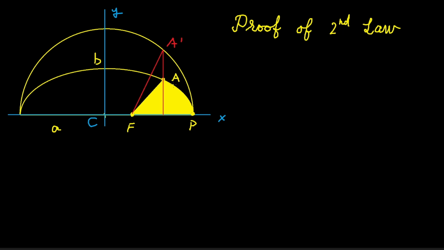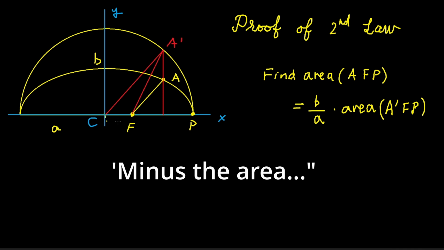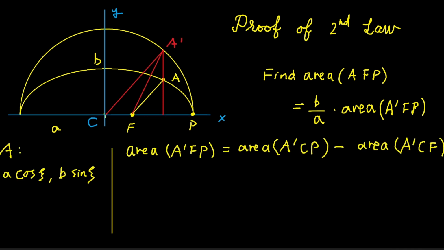Therefore, the area of the elliptic sector AFP is just the area of the circular sector A'FP times the scaling factor. Notice that the area of the sector A'FP is the area of A'CP minus the area of the triangle A'CF. To calculate these two areas, let's recall A has coordinates a cosine xi and b sine xi. A' and A have the same x coordinate. By scaling, A' has y coordinate a sine xi. From this, we can see that the angle A'CP is xi. This gives the eccentric anomaly xi a geometric meaning.